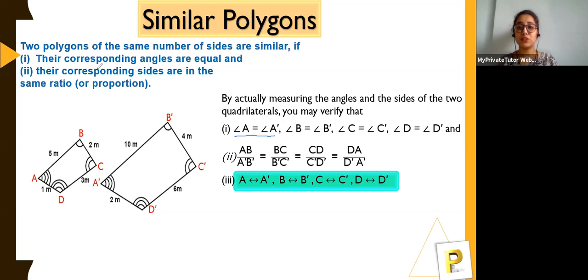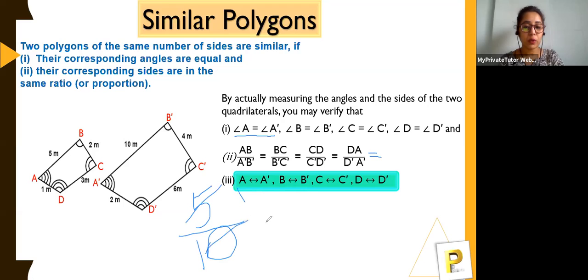Now, second, their corresponding sides are in the same ratio. Ratio means like if you take 2 by 4, and simplify it, what is it? It is 1 by 2. So that is considered to be a ratio. If you talk about AB and A dash B dash, what is the value of AB? 5, right? And what is the value of A dash B dash? It's 10. So if you simplify it, what is the ratio that you get? You get 1 by 2.